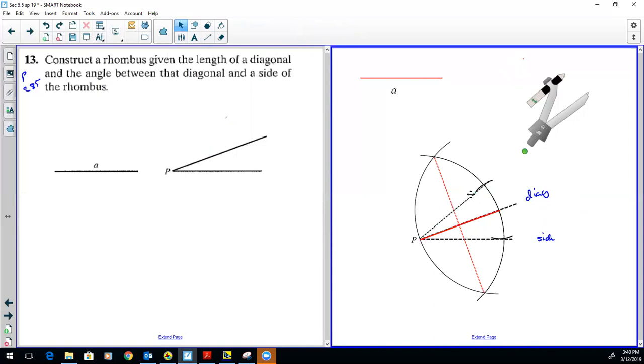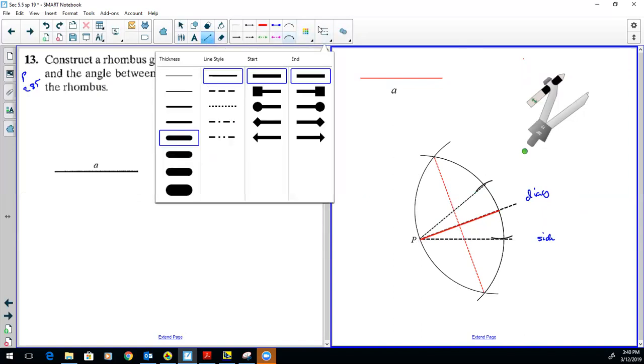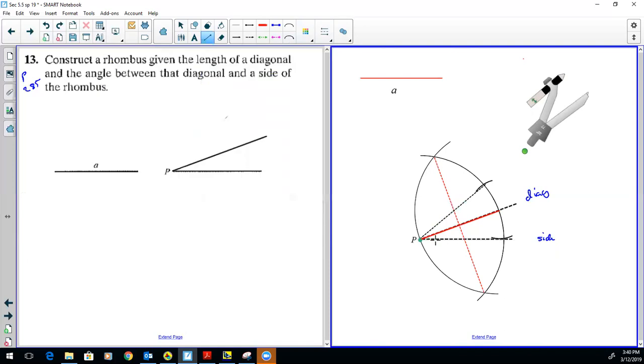Actually, I think we've got it now, right? Because let's go ahead and just draw the rhombus in. And here's where I do want it to be fat and green. Go from P to there, to that diagonal. Then we go from here to the other diagonal, okay, to this point here where that other side will intersect the diagonal, then back to P. Okay. That, my friends, is a rhombus with a given diagonal and a given angle that the diagonal makes with one side.